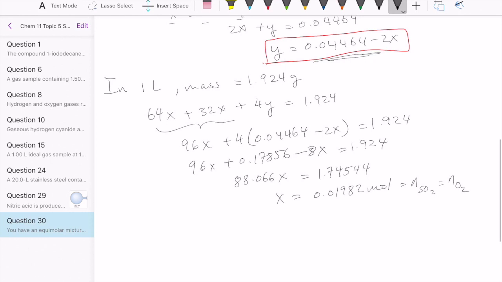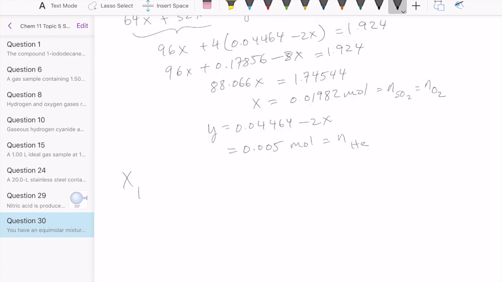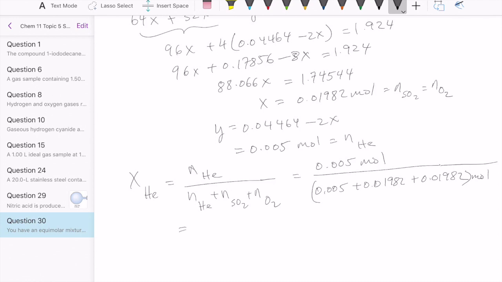Once we find X, we can find Y. If you plug in the X value, you're going to get 0.005 mole, and that's the number of moles of helium. The mole fraction of helium requires us to take the number of moles of helium over the total number of moles of all the gases, which is just adding up all three. So 0.005 over 0.005 plus 0.01982 plus the same number again. And that would give you 0.112 as the mole fraction.